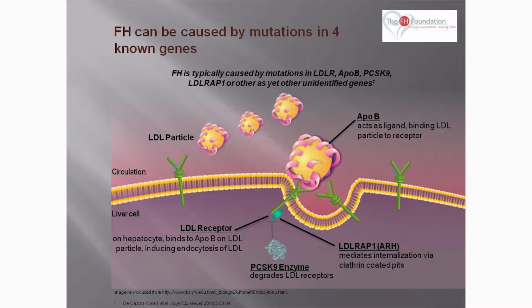The next slide shows us that FH can be caused by mutations in these 4 genes that we just described. Again, this is an image of the LDL receptor and how that can be affected by the genetic abnormality, the ApoB100, that big protein on the surface of the particle, the RAP1 gene, and also the PCSK9 enzyme that can be affected as well.